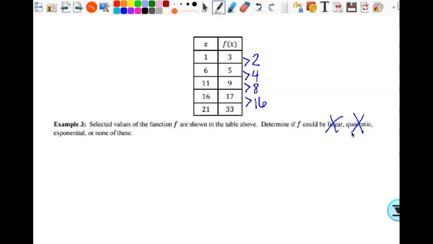So then it's either exponential or none of these. So one of the ways we looked at whether or not it was exponential was we looked at the ratio, right? If I put 5 over 3, it should be the same as 9 over 5 and 17 over 9 and 33 over 17. Are those the same? No, okay? Because if I put 5 over 3, and then 9 over 5, I'd have to be able to reduce 9 over 5, and I can't. So I do not get a common ratio out of just these numbers here.